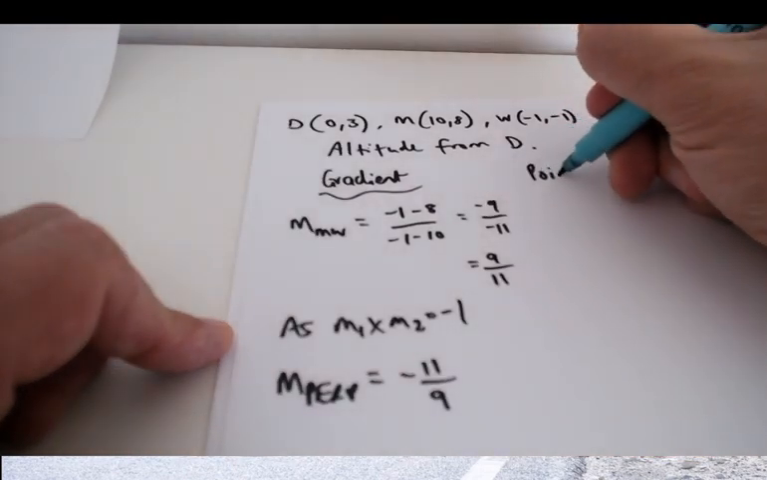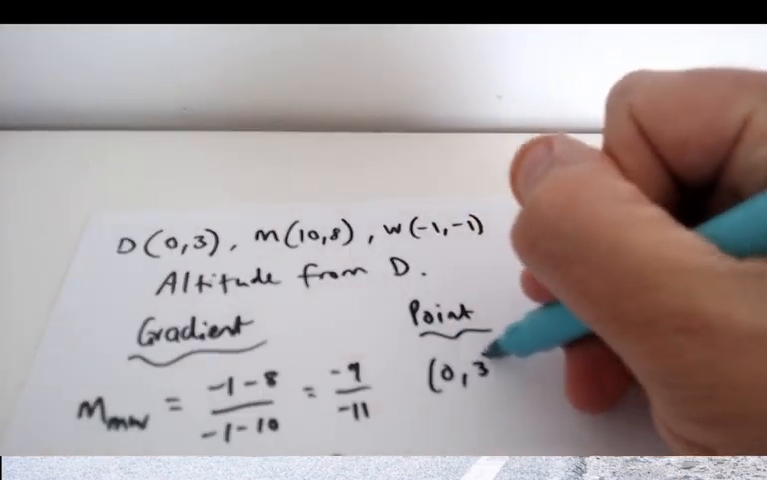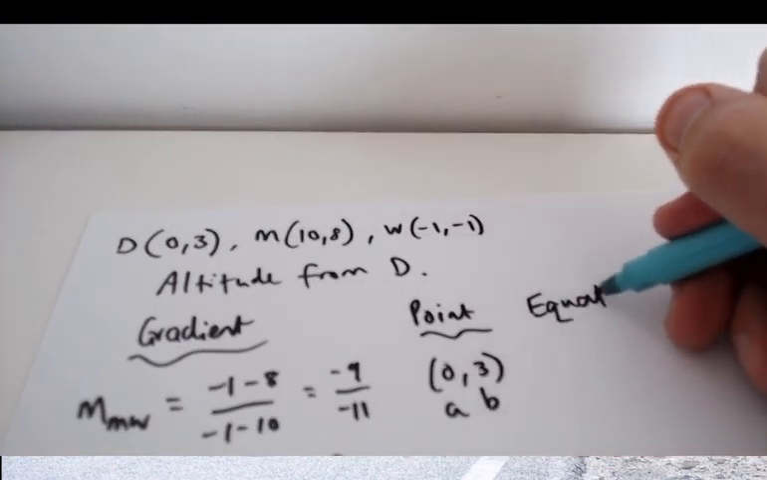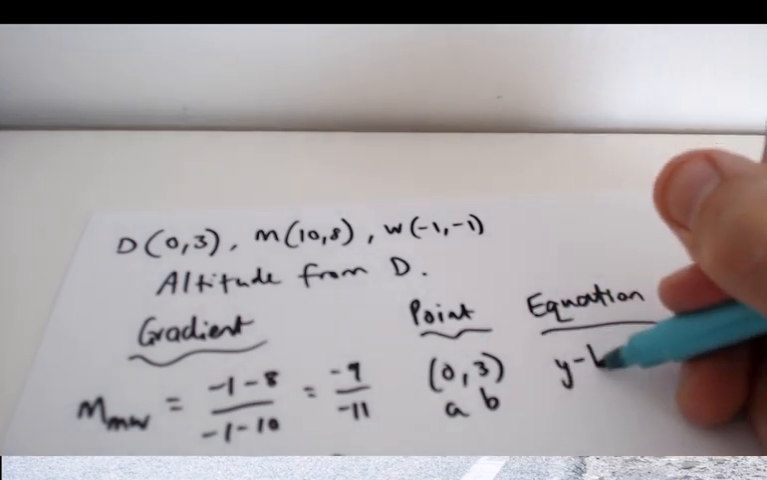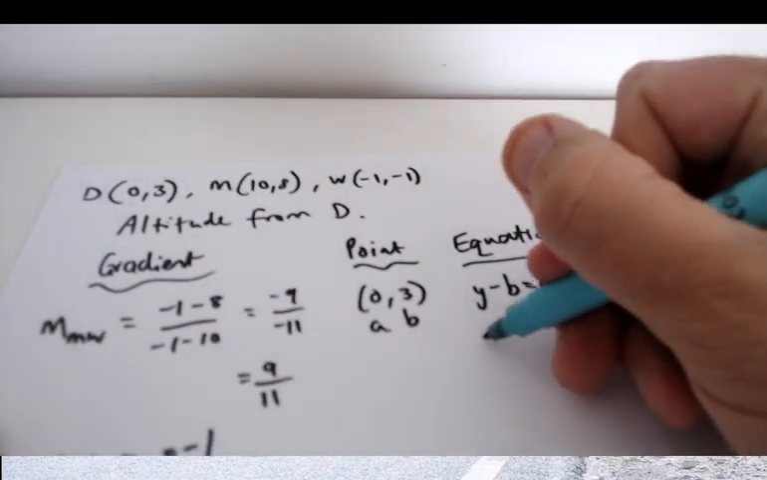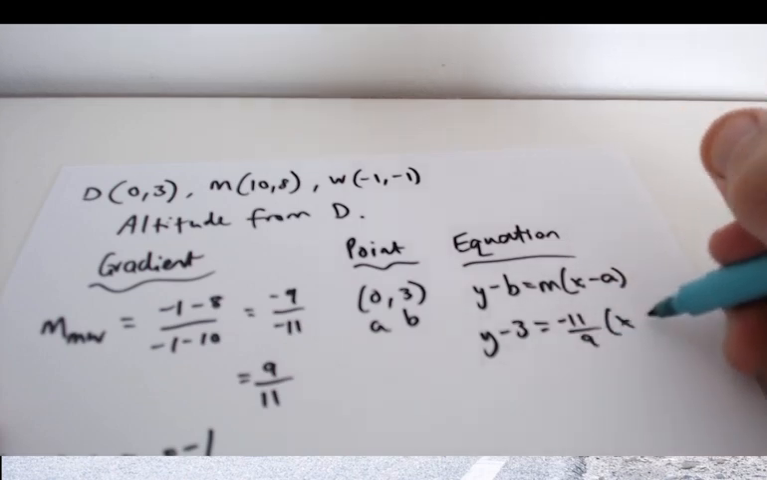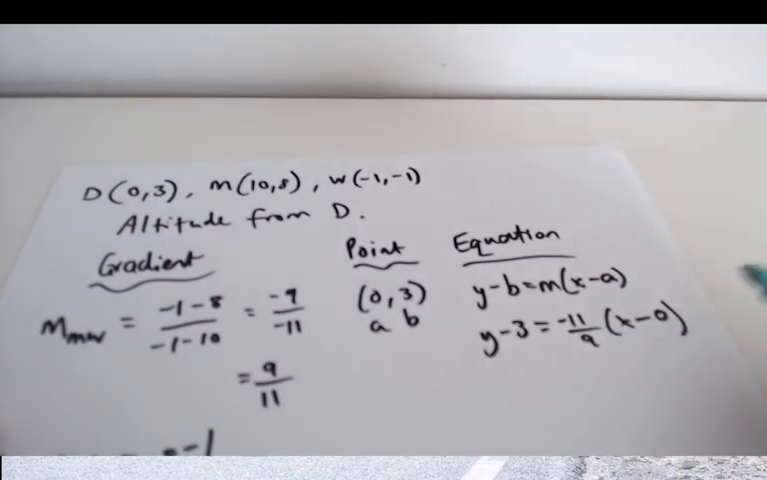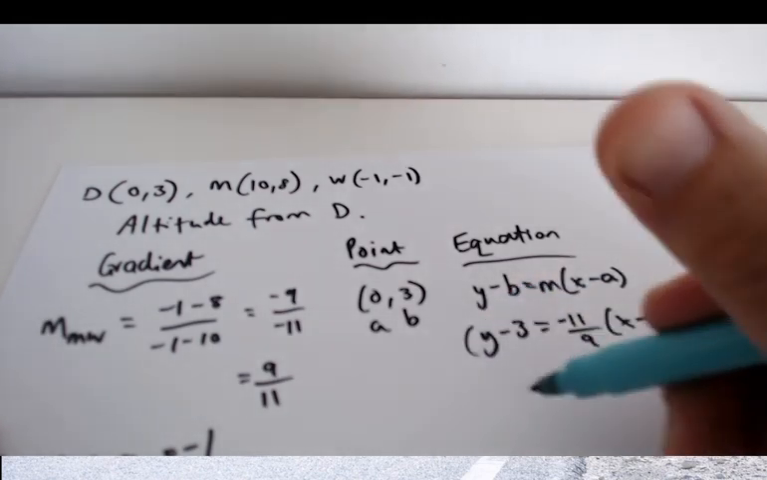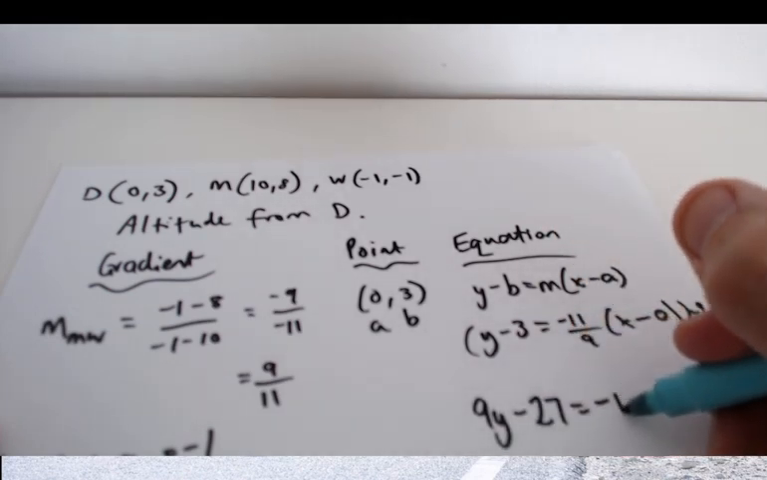My point, it's the altitude from D, so I'm going to use point D, which is 0, 3, for my A and my B, and then I need my equation. Fill in the information, y minus 3 equals minus 11/9, x take away 0. Don't need to write the take away 0, but I'll just include it this time round. I'm going to times this through by 9 to remove the fraction. 9y minus 27 will equal, the 9s will cancel, leaving minus 11.